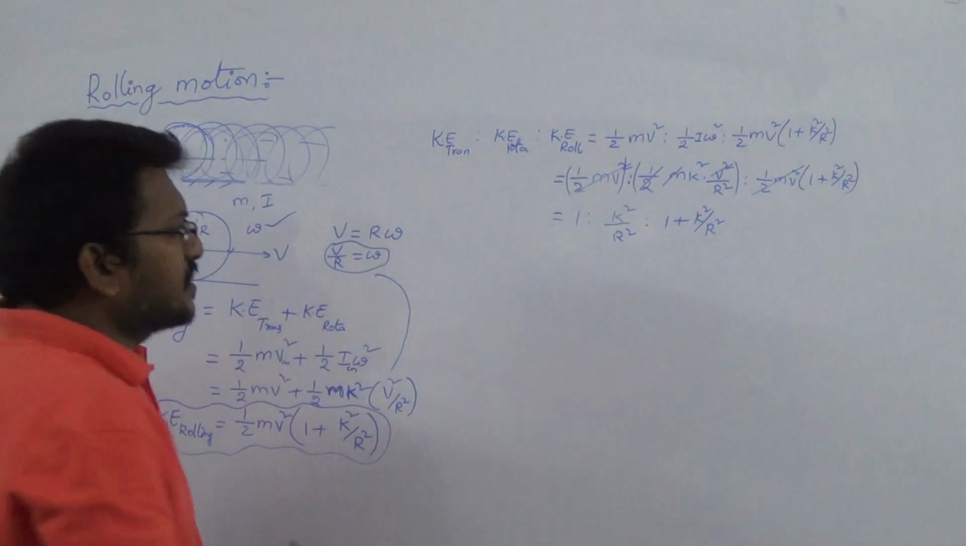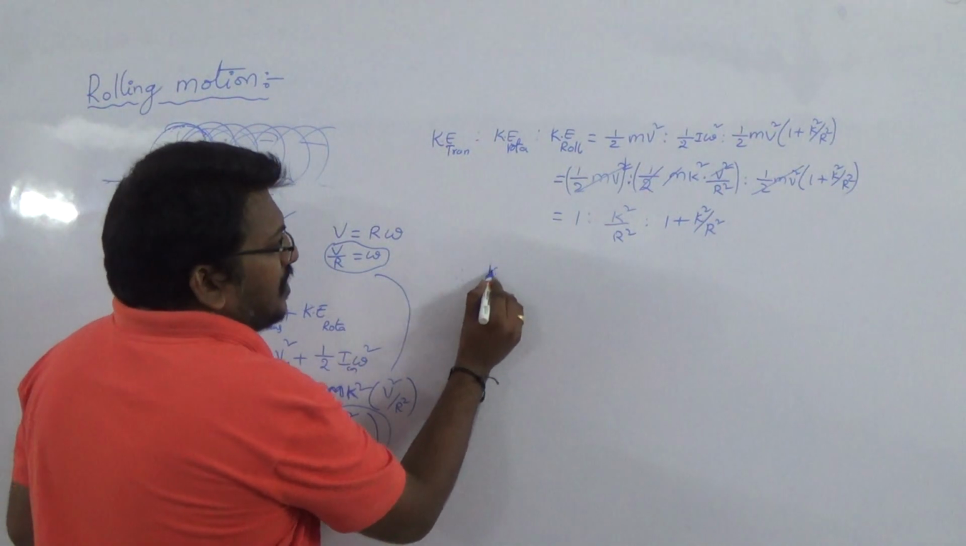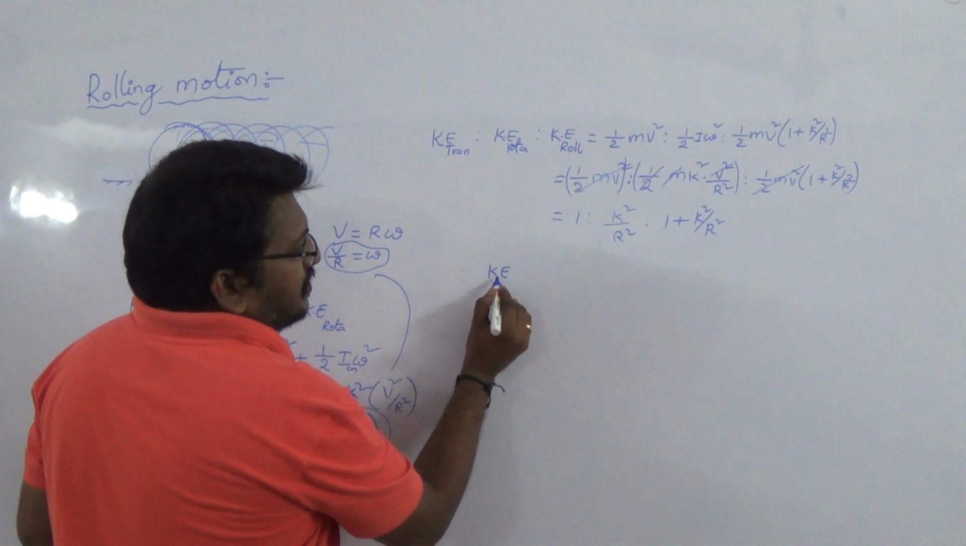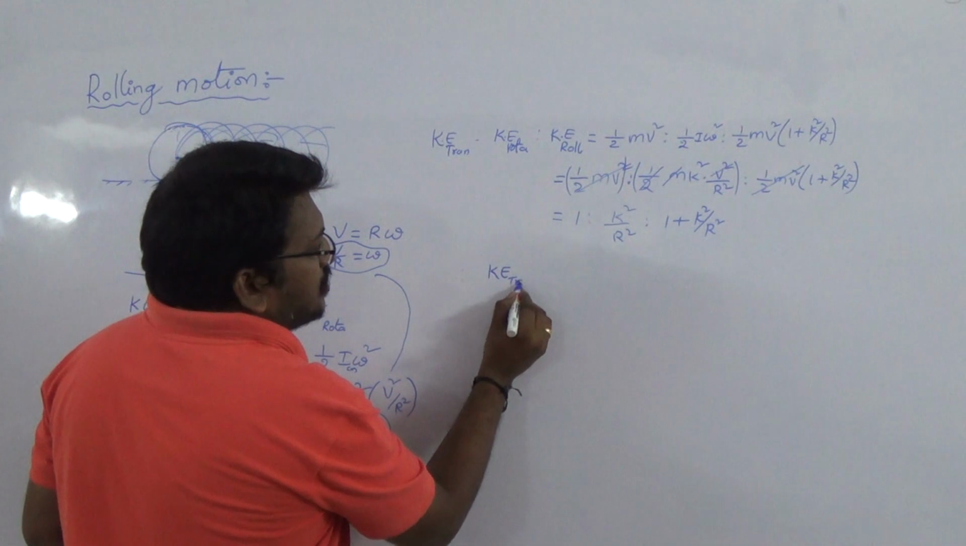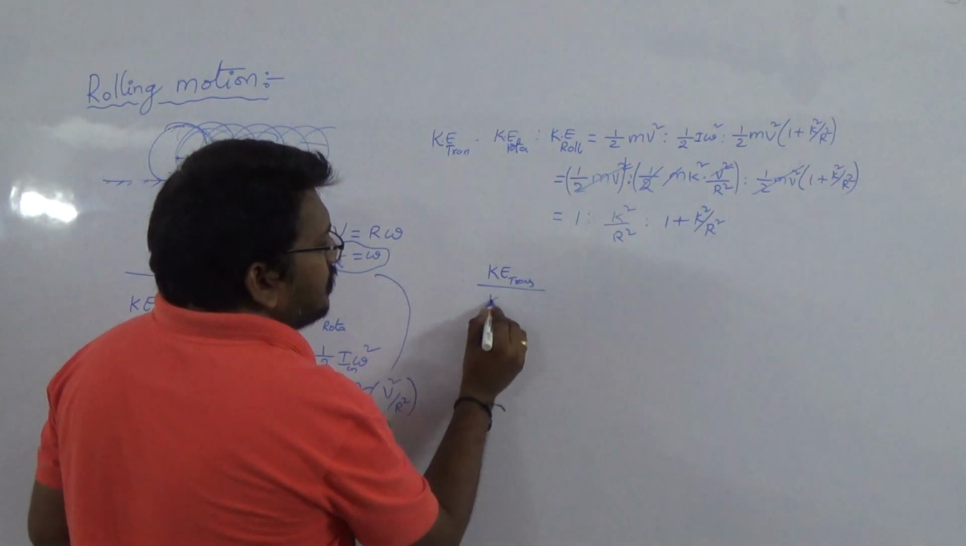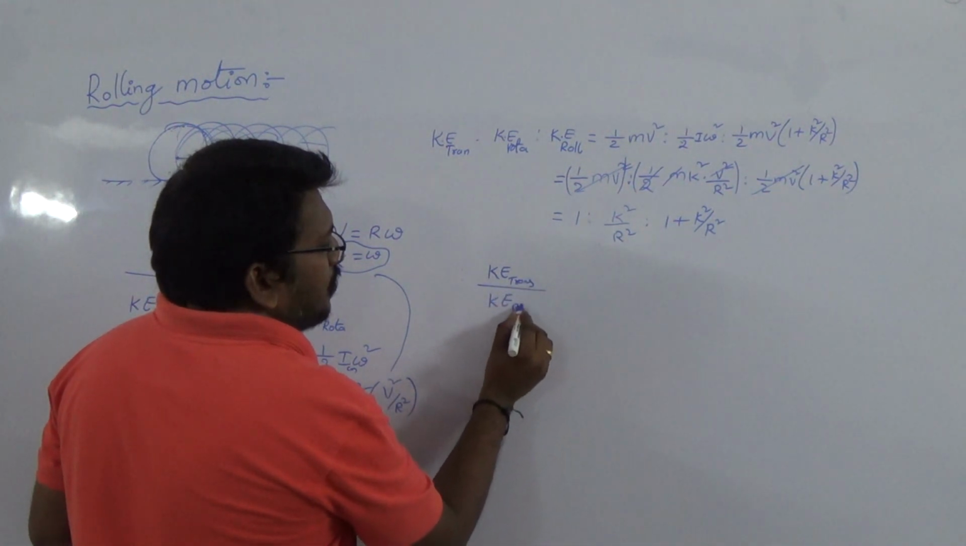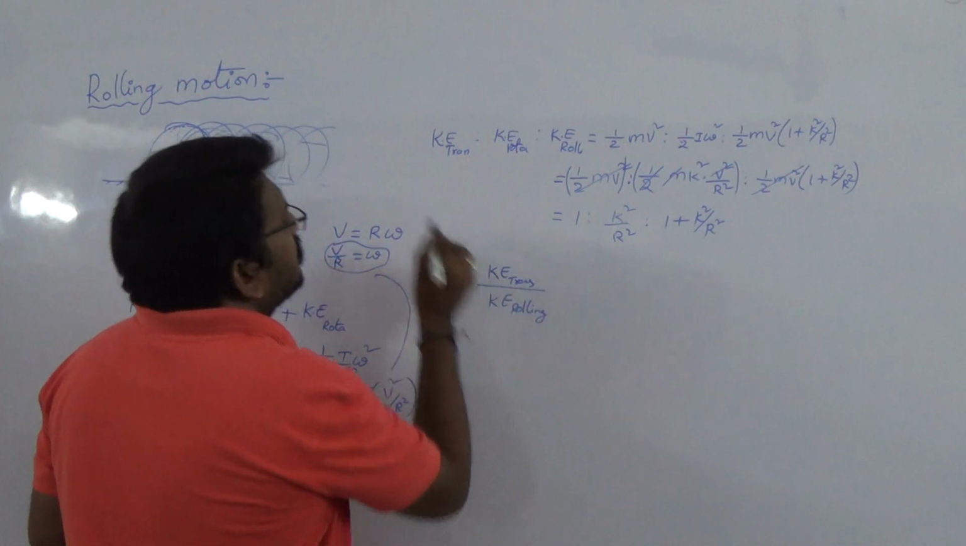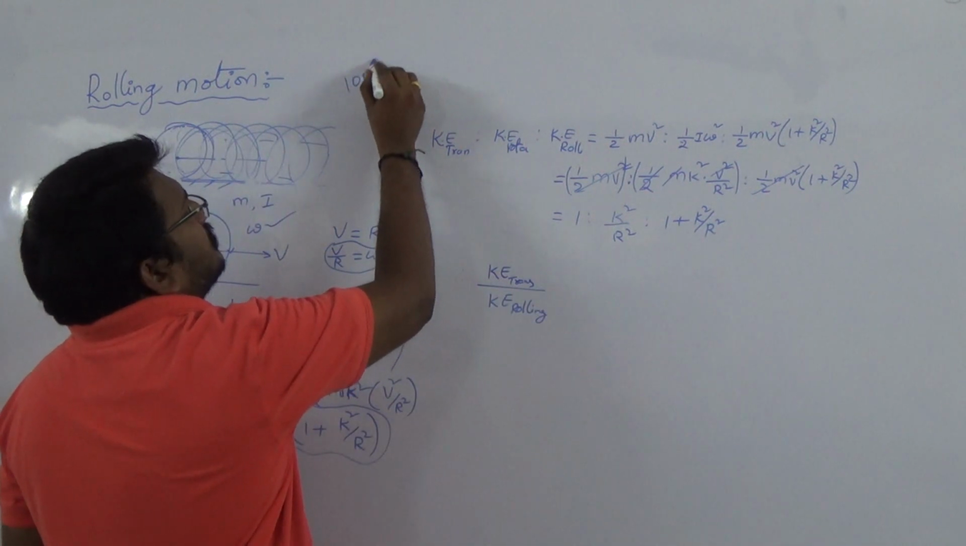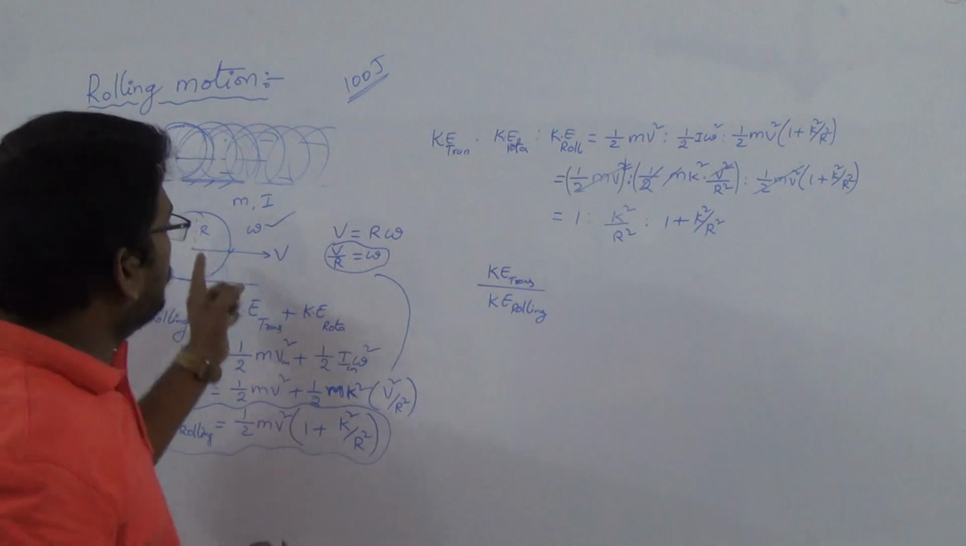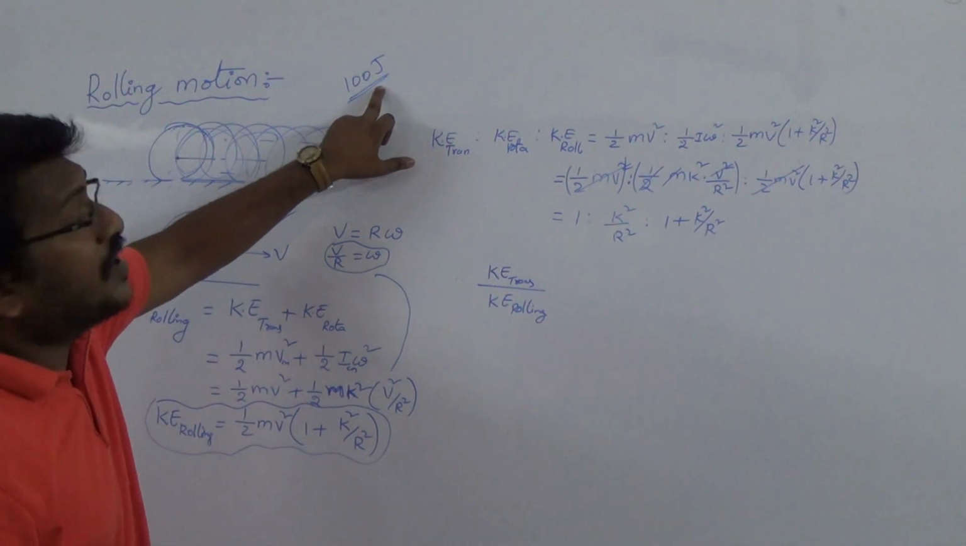For example, the fraction of kinetic energy of translatory motion in rolling. Say the body is in rolling motion with a kinetic energy of 100 joules.